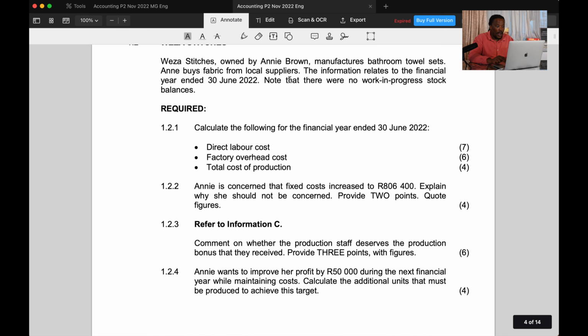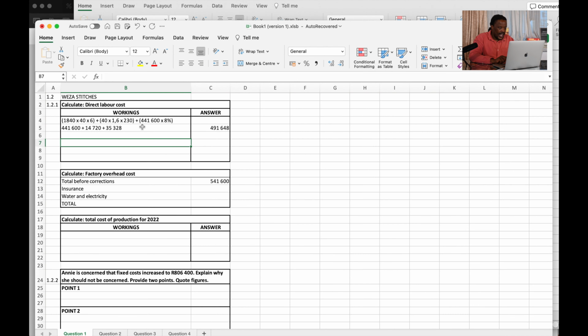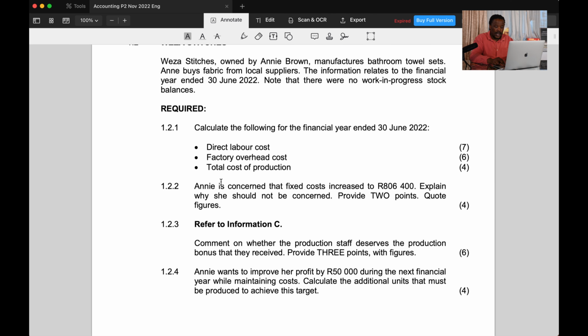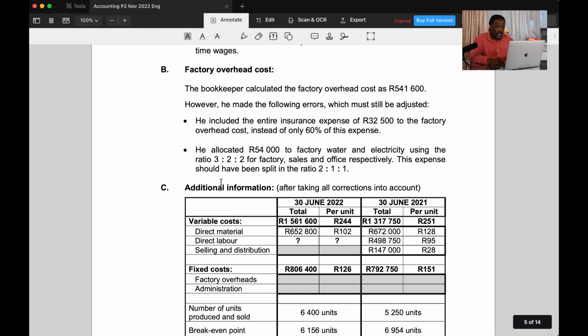The first one was about, or it's 1.2.1 still, with factory overhead cost. Let's look at factory overhead cost. Now you are given on the answer sheet the amounts before the correction, and let's look at what the questions are. The bookkeeper calculated the factory overhead cost as 541,600. You've seen that. However, he made the following errors which must still be adjusted.